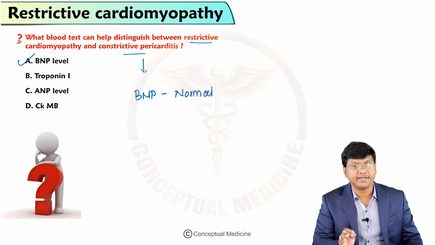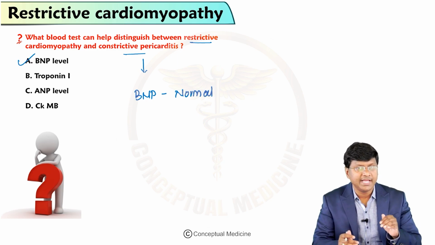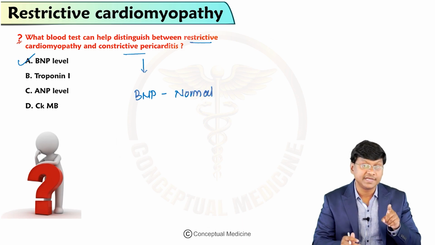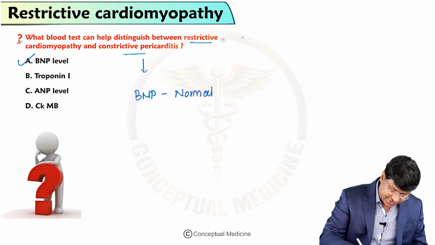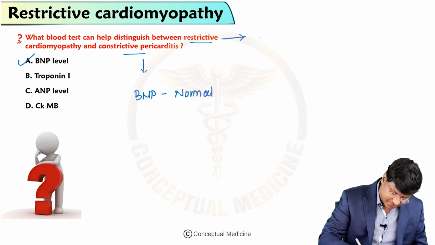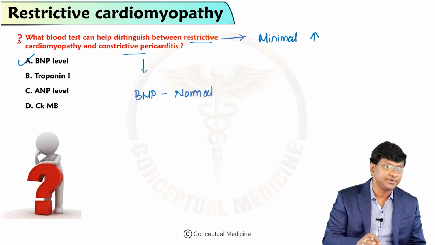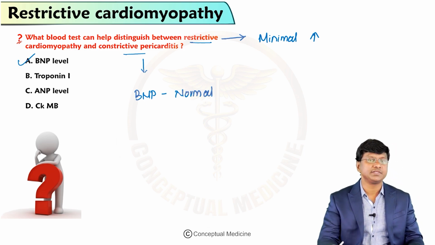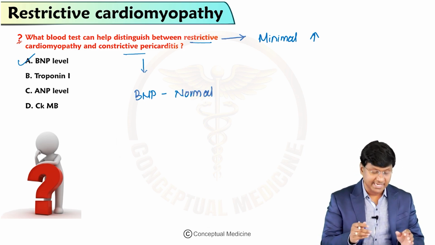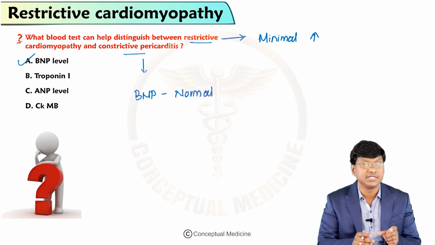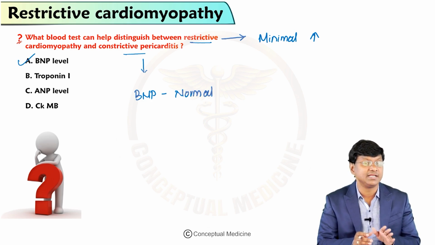Brain natriuretic peptide levels are normal. But there may be minimal elevation in case of restrictive cardiomyopathy. So, minimal elevation of the brain natriuretic peptide levels will be there in patients with restrictive cardiomyopathy. And in constrictive pericarditis, the scarred pericardium prohibits the wall stretch and thus the levels are low.